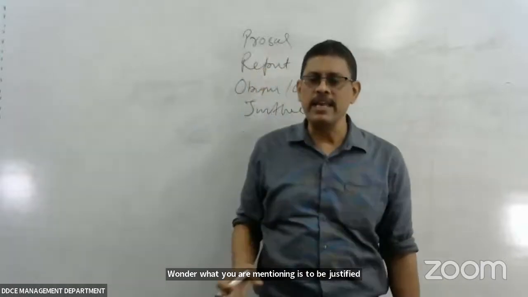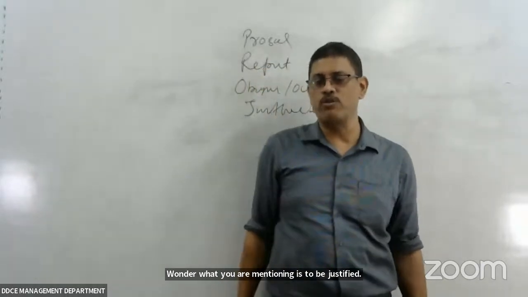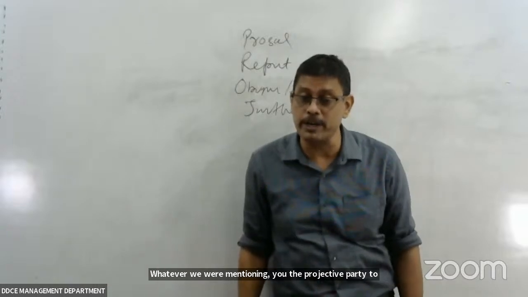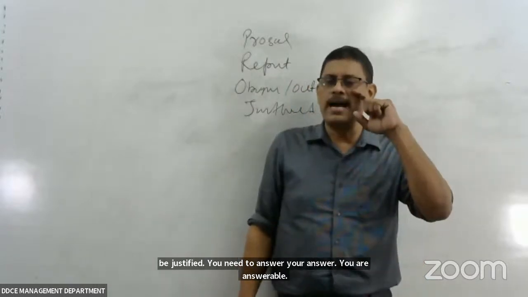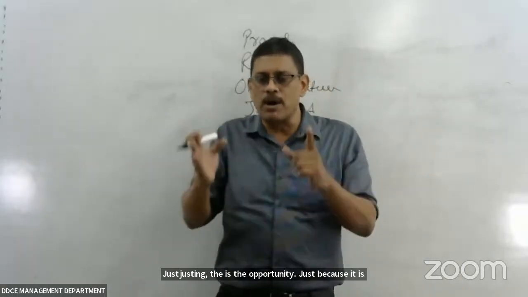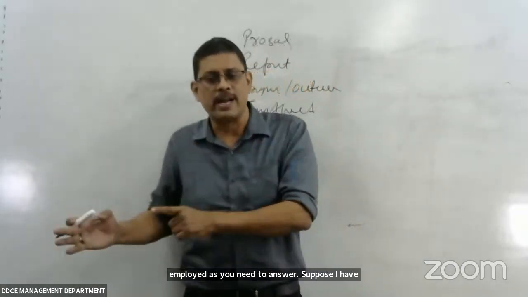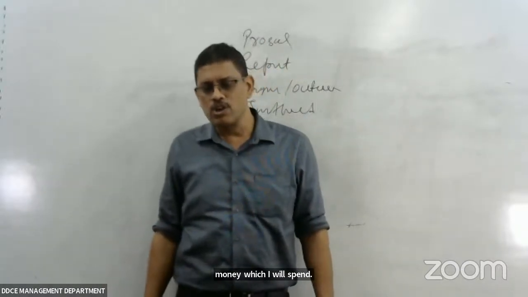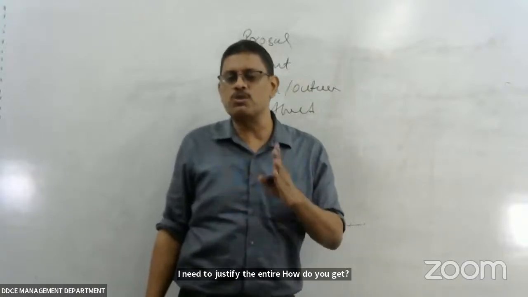Whatever you are mentioning in the project report is to be justified. You need to answer. You are answerable. Justification is that accountability. Justification is implied as you need to answer. Suppose I have specified that this is the money which I will spend. Now you need to justify the entire money. Are you getting the point? So that is what justifications must be there.